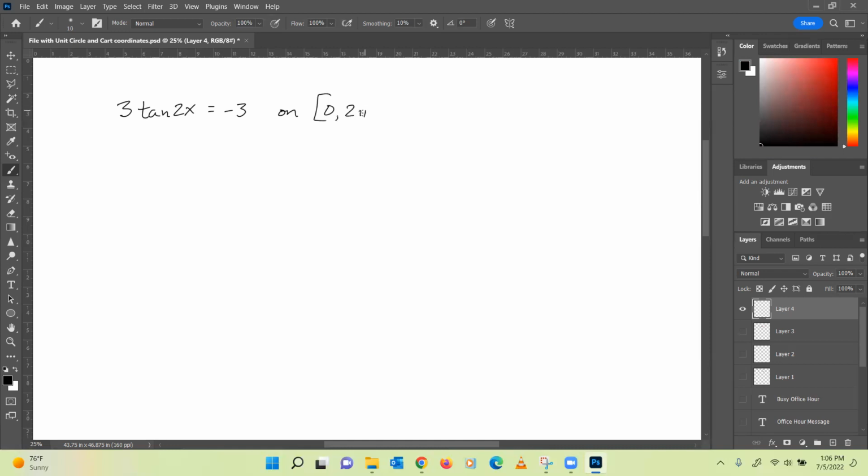See, if they put an interval on it like that, now I know it's 1 revolution because 2 pi is 1 revolution around the unit circle. I also know my answer needs to be in radians because the interval they gave me was in radians. So that limits what I'm looking at a bit here. Let's go ahead and divide both sides by 3. Again, we're trying to isolate our variable here. 3 divided by 3 is 1, so I've got the tangent of 2x equals -1.